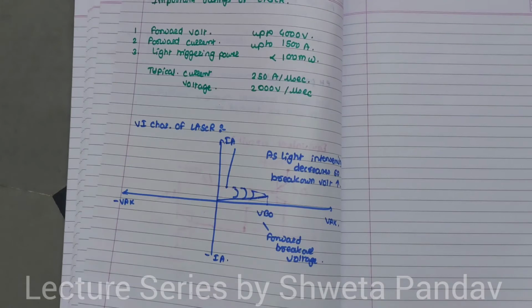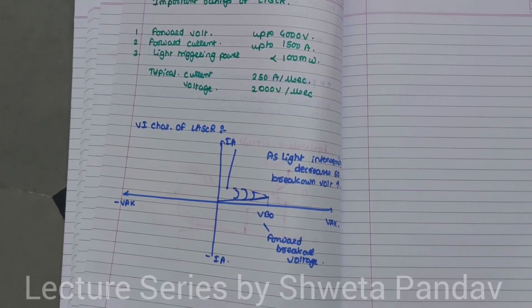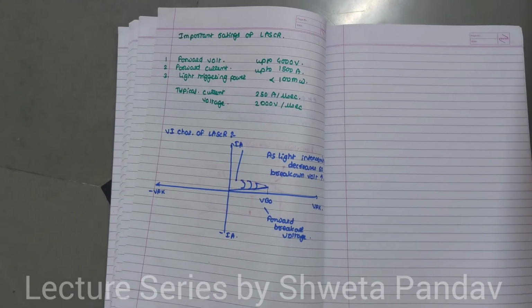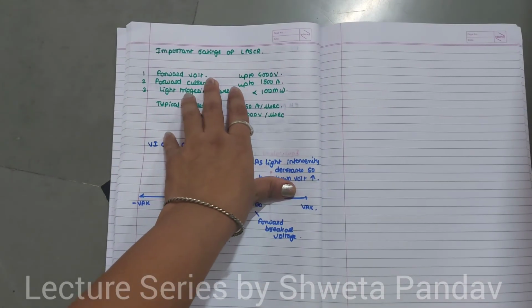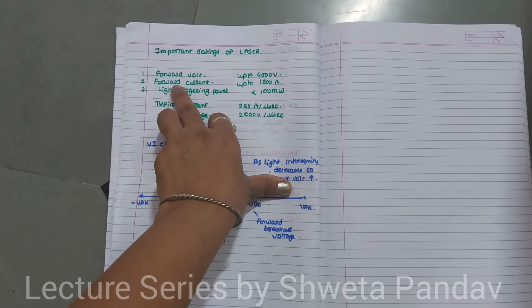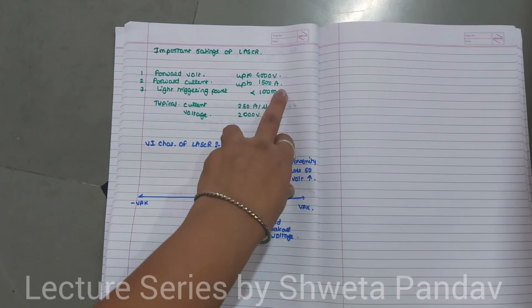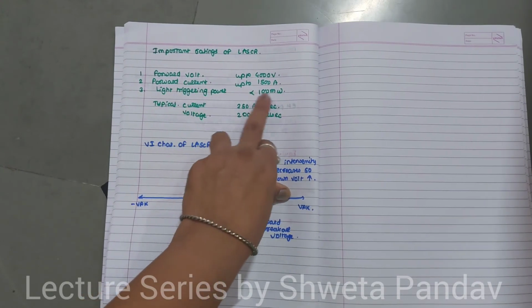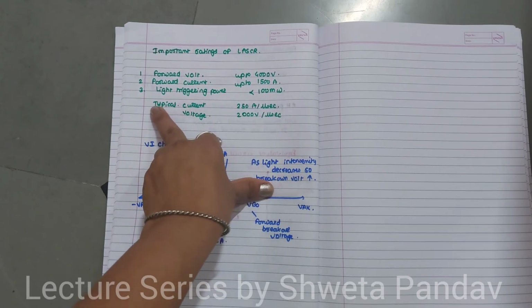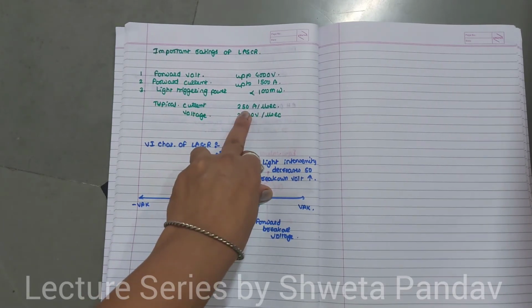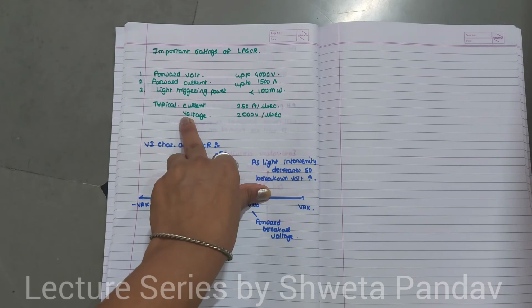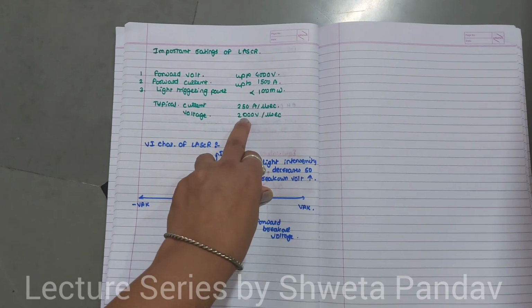Now let us see the important voltage and current rating of LASCR. The important ratings consist of forward voltage, which is up to 4000 volt. The forward current is up to 1500 ampere. The light triggering power is less than 100 milliwatt, and the typical current rating is 250 ampere per microsecond. The typical voltage rating is 2000 volt per microsecond.